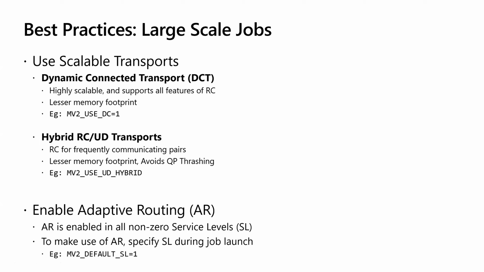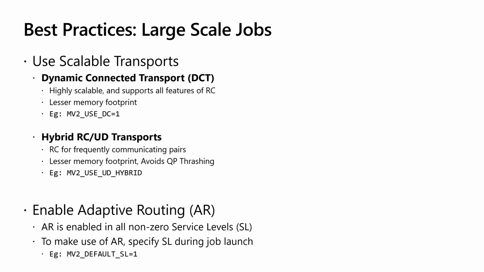Another feature is that you can enable adaptive routing. Adaptive routing is basically, if during the communication one of the links is found to be congested, then the switch automatically reroutes and tries to avoid that congested link. On Azure, this AR is configured per SL. On Azure, all non-zero SLs have AR enabled.